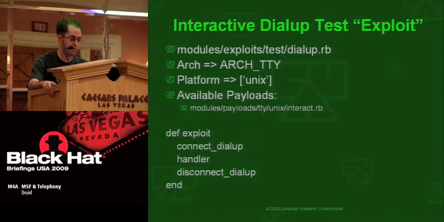It's in modules exploits test dial-up. Like I said, you set the architecture to arcTTY, the platform is Unix, and then it gives you the interact payload to use. And this is basically all it is: connect dial-up, call the handler, and then disconnect dial-up. So it'll dial the modem, connect to whatever's there, and then put the session into your session manager.